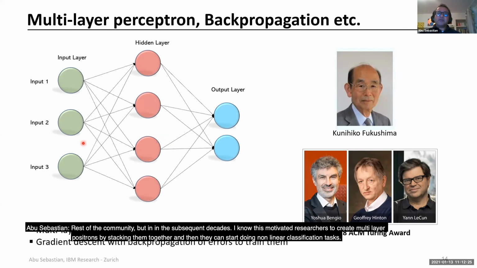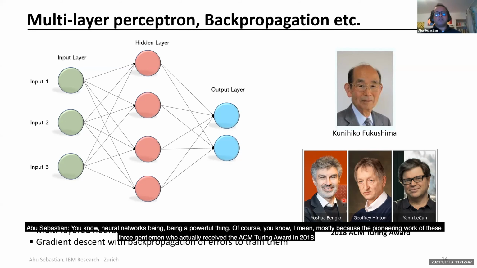But in the subsequent decades, this motivated researchers to create multi-layered perceptrons by stacking them together, and then they can start doing non-linear classification tasks. And of course, one of the biggest breakthroughs was the invention of backpropagation, right? So the gradient descent and the backpropagation of errors, and that's what eventually led to neural networks being a powerful thing. Of course, mostly because of the pioneering work of these three gentlemen who actually received the ACM Turing Award in 2018.